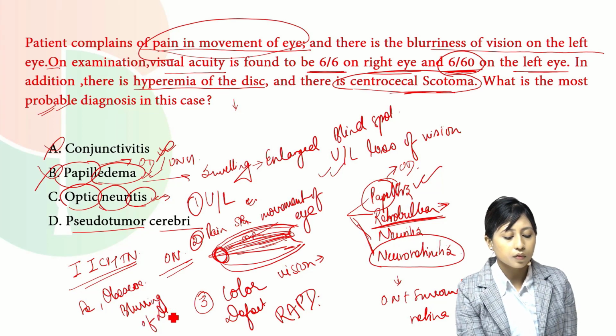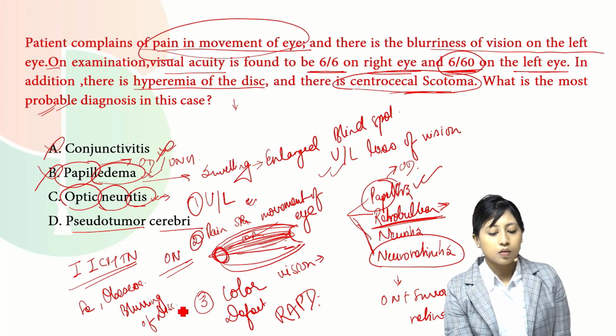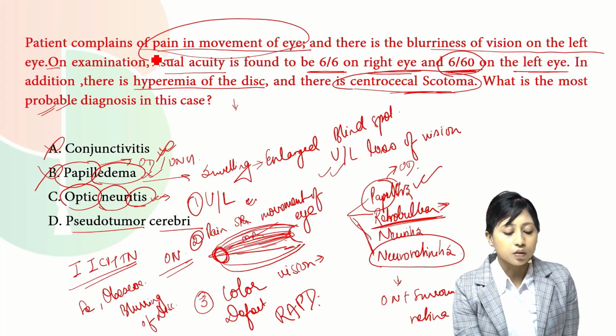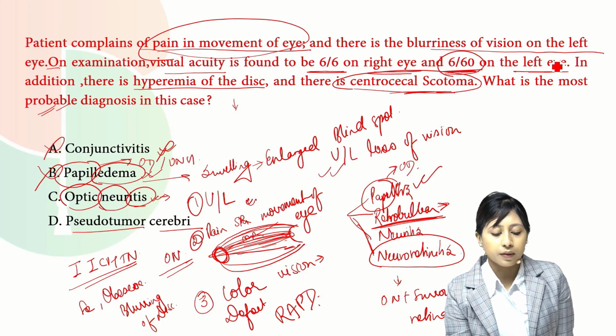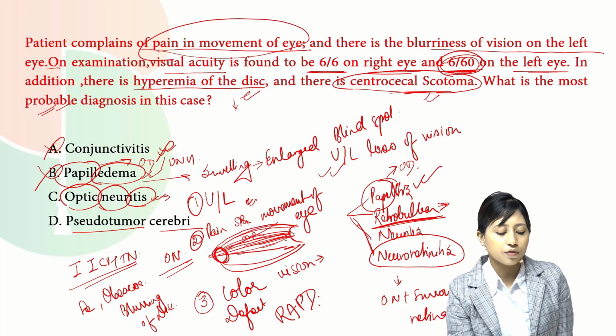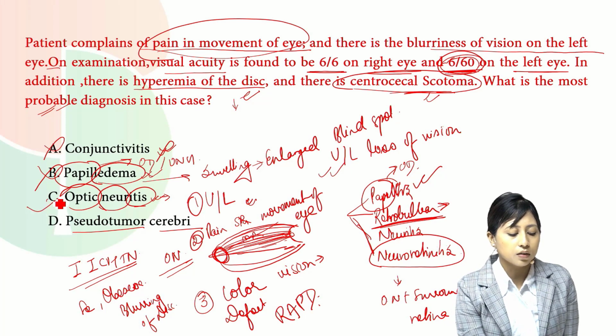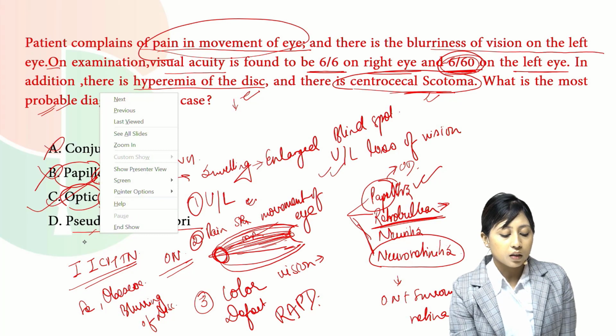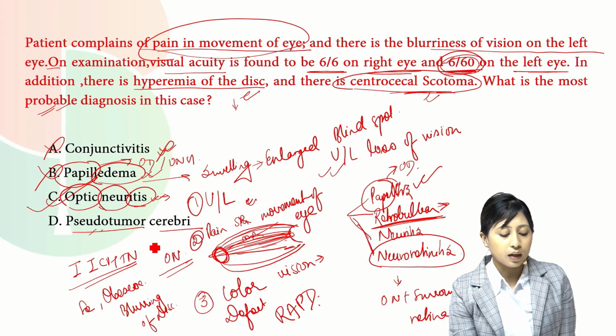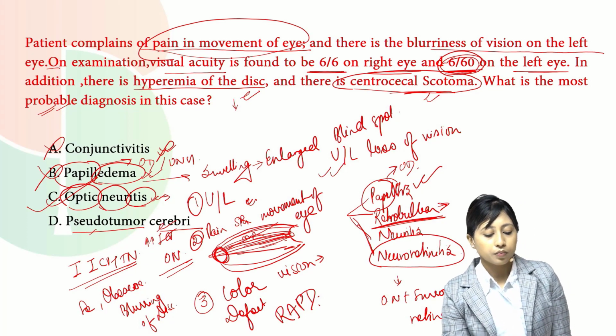So let us move on to our question: there is pain in movement of the eye, blurriness of vision in the left eye, that is 6/60 in the left eye, hyperemia of the disc, centrocecal scotoma. So all these points are in favor of optic neuritis. So our answer is optic neuritis. Pseudotumor cerebri we can exclude because here the patient does not present with intracranial hypertension, raised ICT signs, so we can exclude this option too.